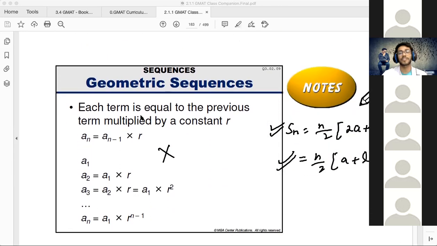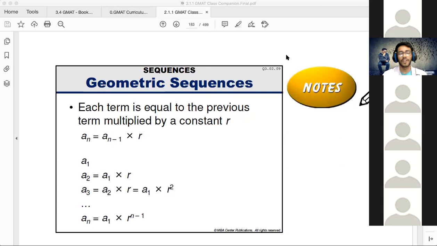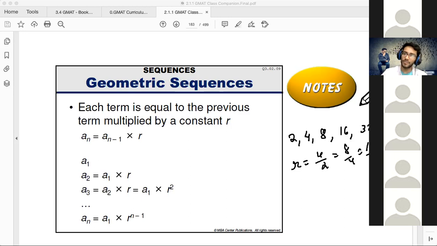Now coming back to the geometric sequence. So this was for the AP. Now what is a geometric sequence? In a geometric sequence, every term differs by a common ratio, like 2, 4, 8, 16, 32, 64. What is the common ratio? Next term by previous term. 4 by 2 is 2, 8 by 4 is 2, 16 by 8 is 2, 32 by 16 is 2. That is called the common ratio.